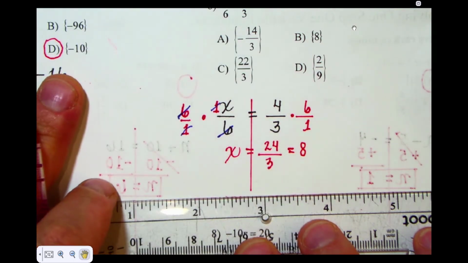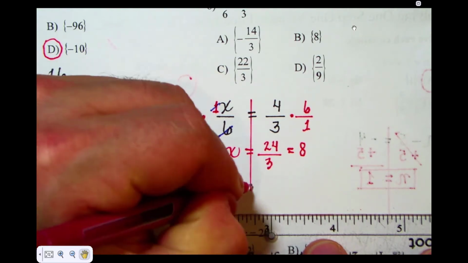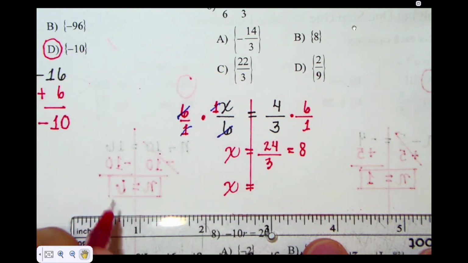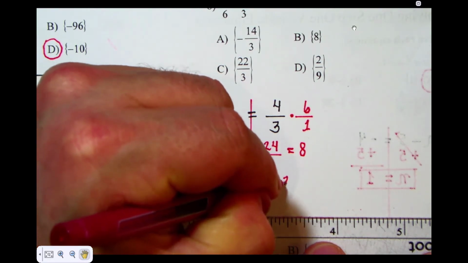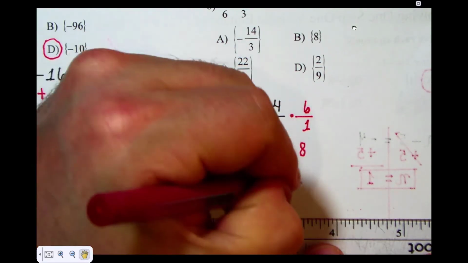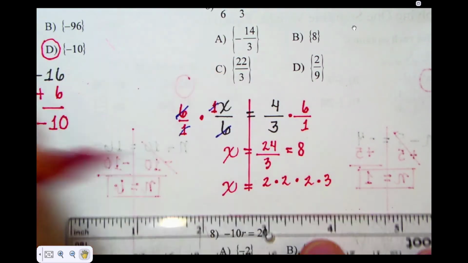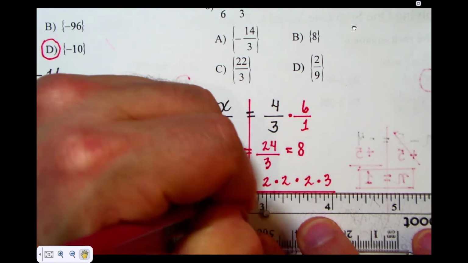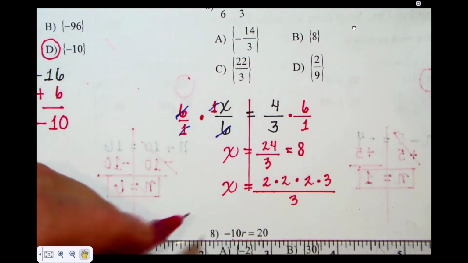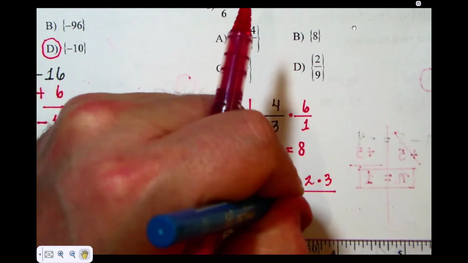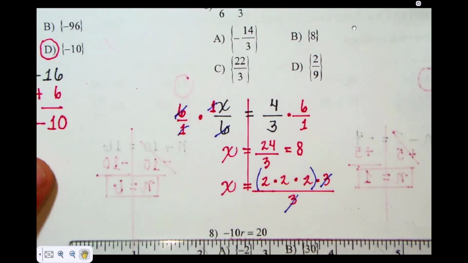I like doing it this way. Instead of writing 24 over 3, I like prime factoring everything. So instead of 4, I write 2 times 2. Instead of 6, I write 2 times 3. And then I write all of that over 3. Okay. And I see I can cancel the 3. And so all that's left is 2 times 2 times 2, which is 8.